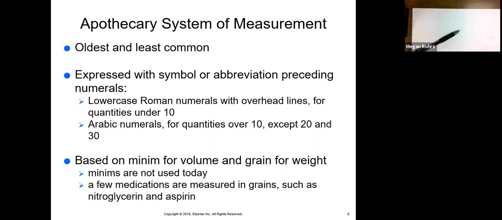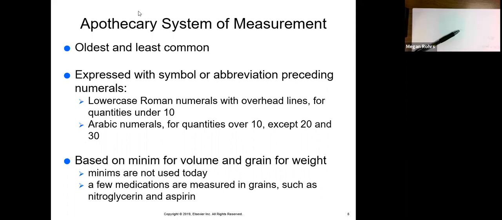So if you're looking at these units on page 84, we have the minim, the dram, and the ounce, and the grain. And then we also see the pound, so that's very similar to the household pound. And the ounce is very similar to the household ounce as well. So the ones that are newer to us is probably going to be the dram, the grain, and the minim.